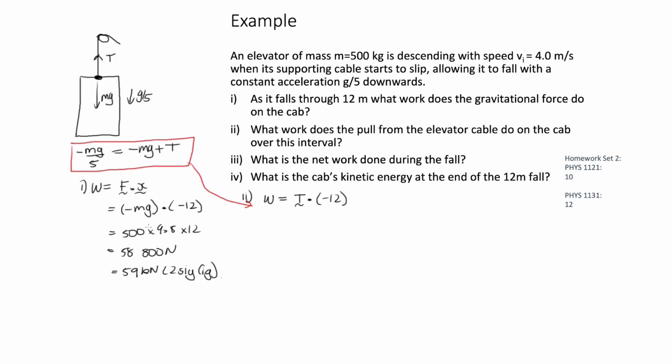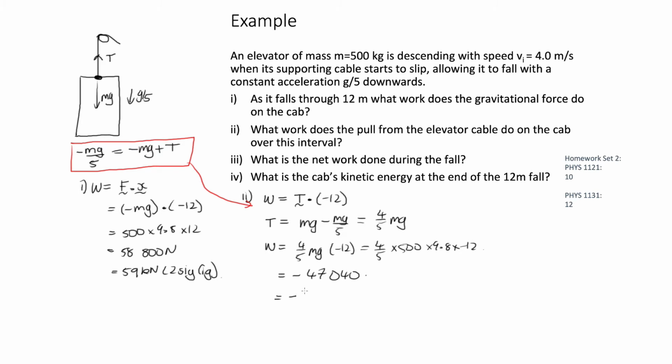So let's rearrange this, and we can write, well, the tension force is equal to mg minus mg on 5. So that is equal to 4/5 mg. So now we can substitute that into the work. So now we've got 4/5 times mg times minus 12, which is equal to 4/5 times 500 times 9.8 times minus 12, which when we solve it on the calculator, we get minus 47,040, which we can write as minus 47 kilojoules.